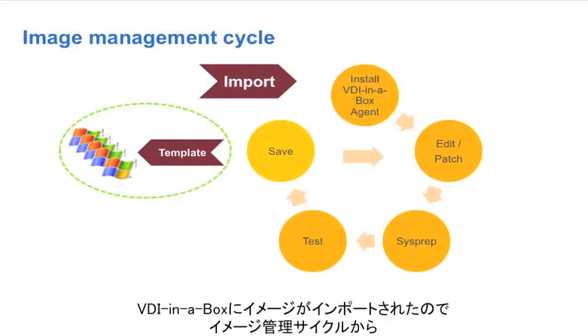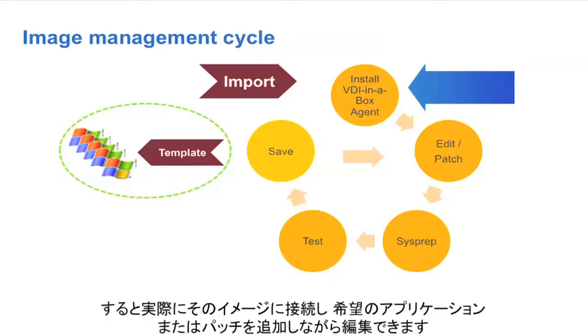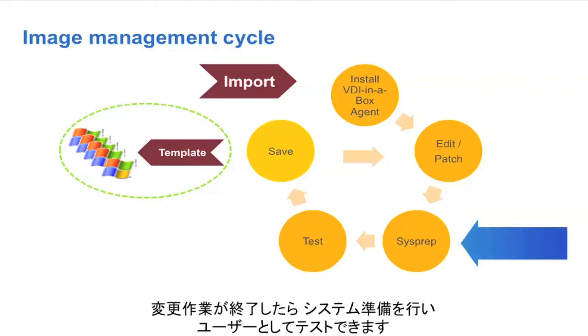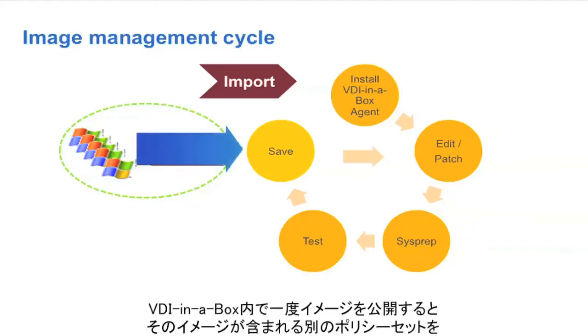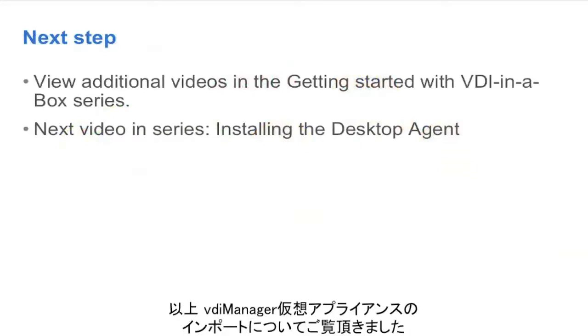Now that we have imported the image into VDI-in-a-Box, we can take it through the image management cycle to generate our virtual desktops. The first step is to install the VDI-in-a-Box desktop agent on the image, and once we do that, we can actually connect to the image and edit it by adding any applications or patches that we wish. Once we are done with the changes, we take it through a sysprep process and we can test it as a user. When we are satisfied, we can save and publish the golden image, and once we have published the image in VDI-in-a-Box, we can associate different sets of policies with that image with templates, and with the templates, create virtual desktops. This concludes this video on importing the VDI Manager virtual appliance.